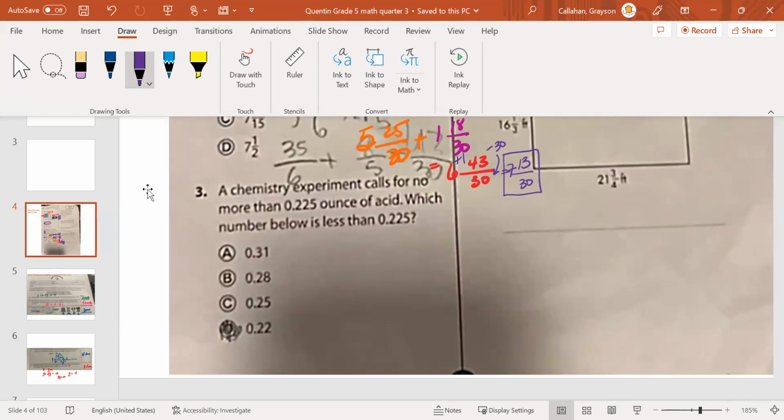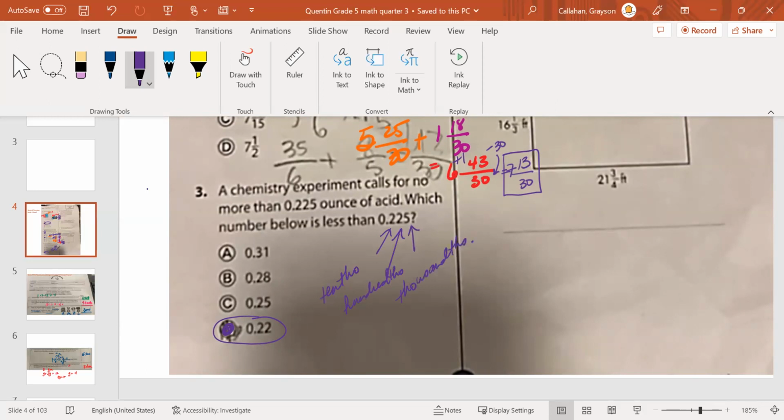Go ahead and read. Number 3. 0.2. Yep. Which number is less than 0.200? It looks good. What place is this 2 right here? What place is that? What place is the 2 right there? What place is the 5 right there? Thousandths. Good.